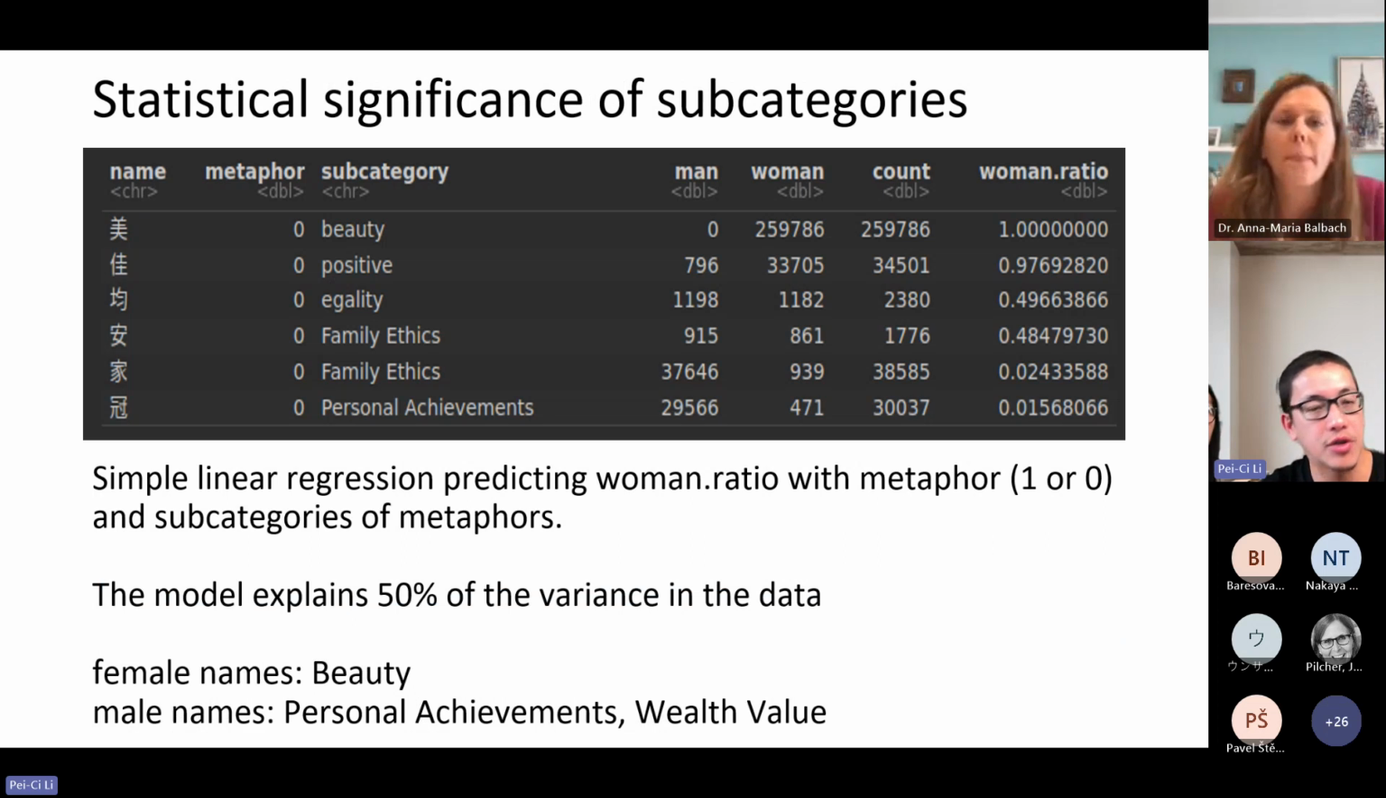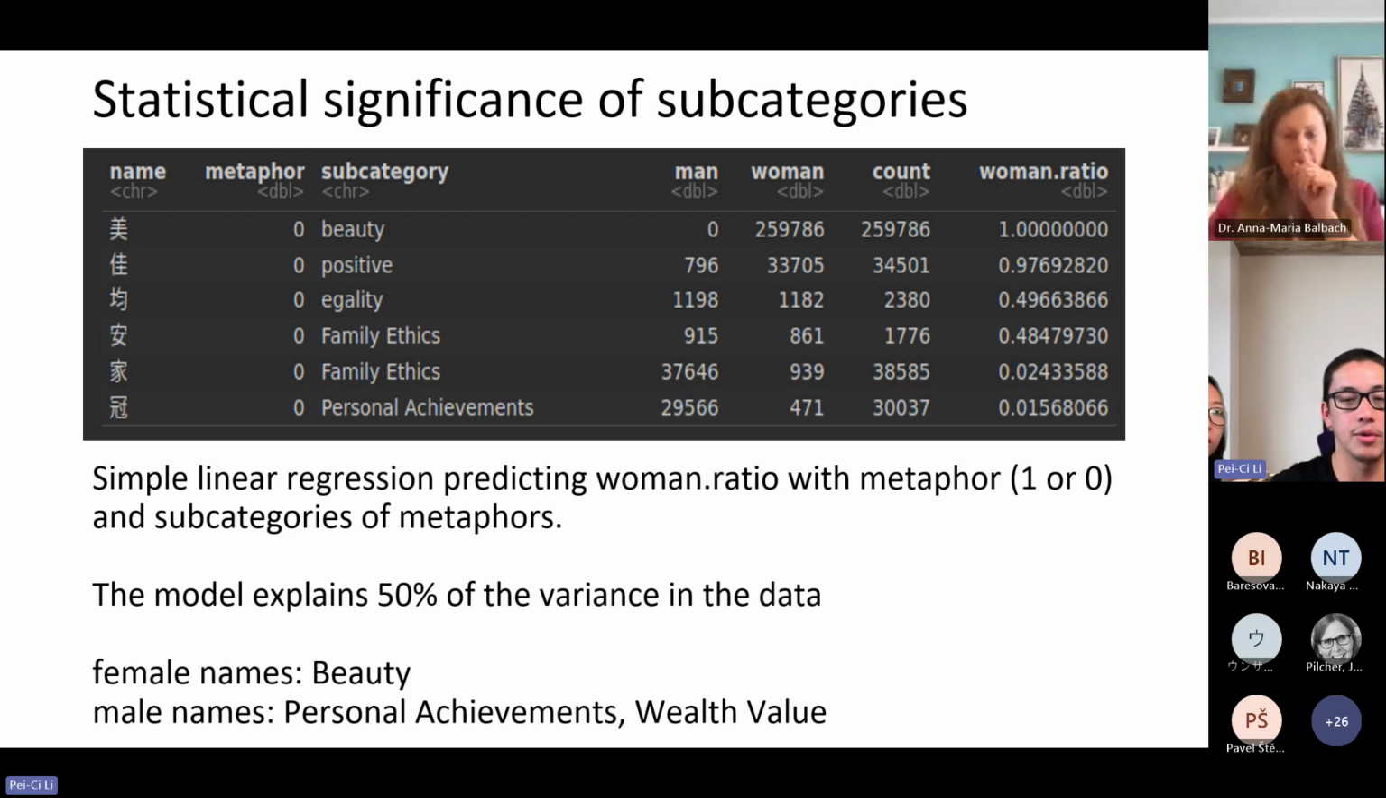To close, in the last two slides, we also looked at the statistical significance of the subcategories to predict a variable that in the data is named women ratio. The idea is if a character is mostly found in female names, it has a high ratio, and if it's mostly found in male names, it has a low ratio. The variables that significantly help to predict this ratio are, for female names, beauty, and for male names, personal achievements and wealth value, which again reflects the stereotypes that are still found in the data.